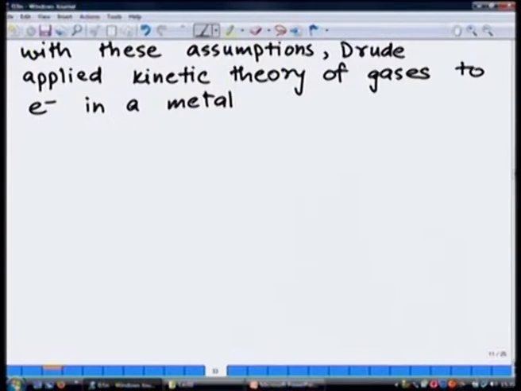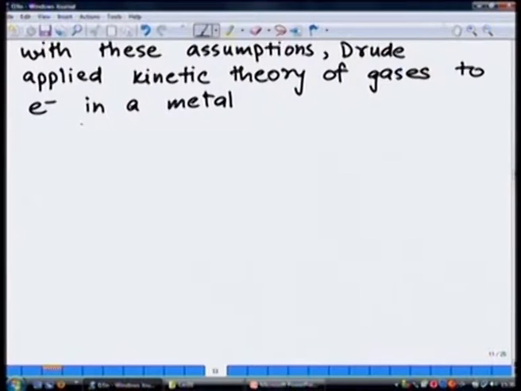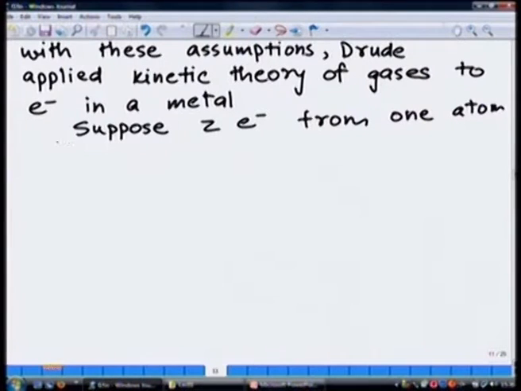Now, remember, kinetic theory of gases really is valid for dilute gases. That means the distances between gaseous atoms are large. Now, can we think of electrons as a gas, or are they too close to each other? That we need to see. So, let us see how many electrons are there that are conducting. Suppose Z electrons from one atom of metal conduct.